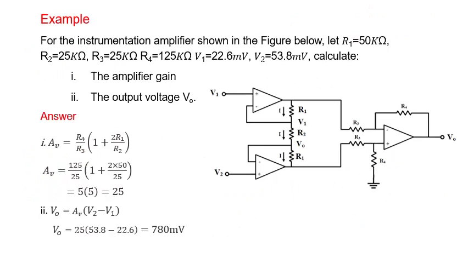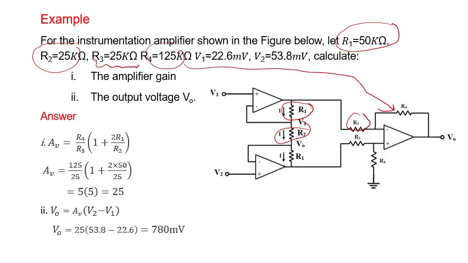In this example, it's a very direct question on the instrumentation amplifier, where he gave me the values of R1, R2, R3, and R4, and besides that he gave the two inputs V2 and V1. These are the given elements. He asked me to calculate the gain.